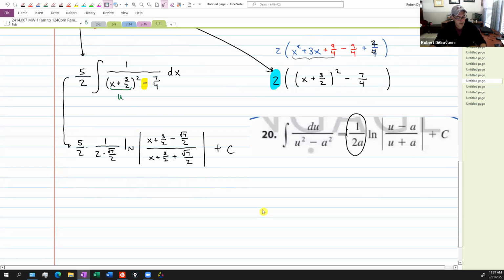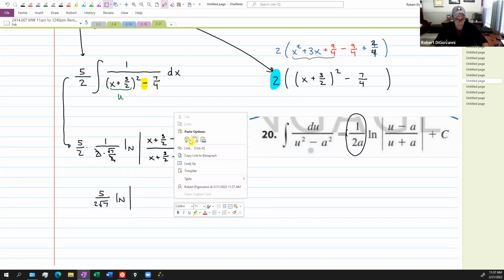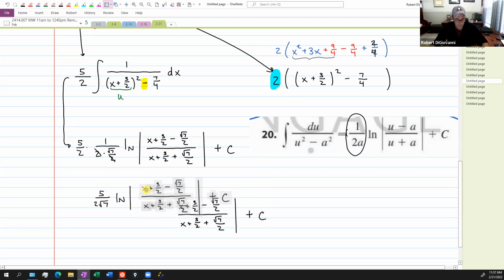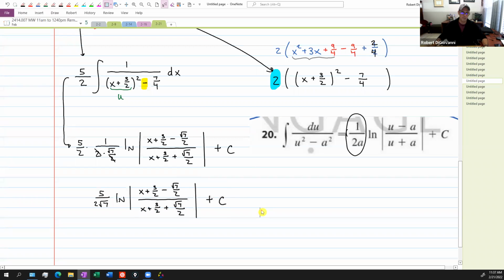There's some cleaning up that could happen here. These 2's could cancel. I don't know, 5 over 2 root 7. You don't need to rationalize the denominator. It's fine. And then all this again. Make sense? Questions, comments?